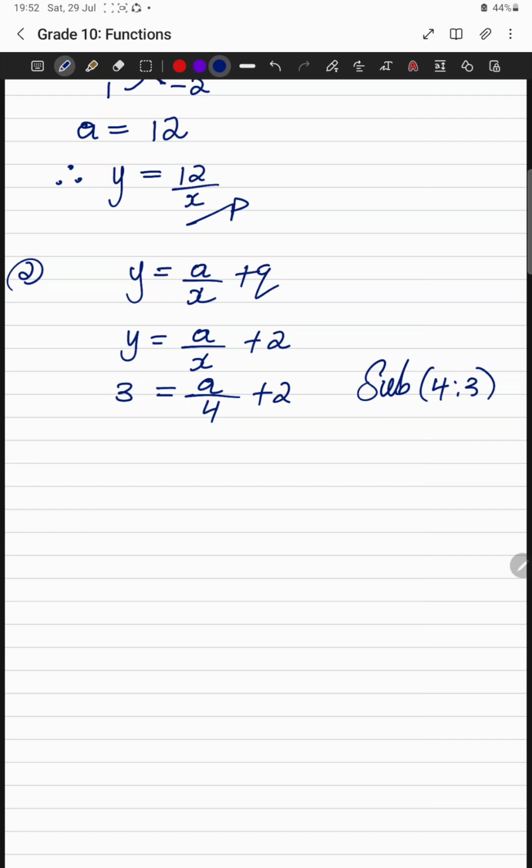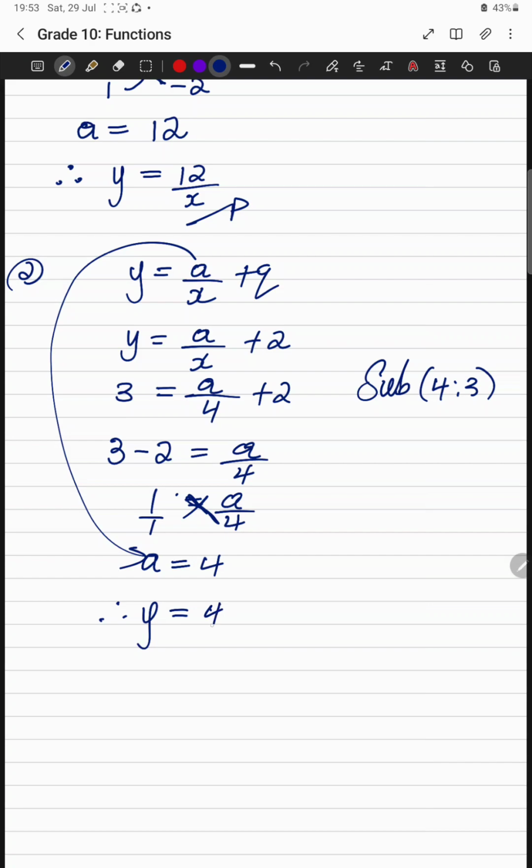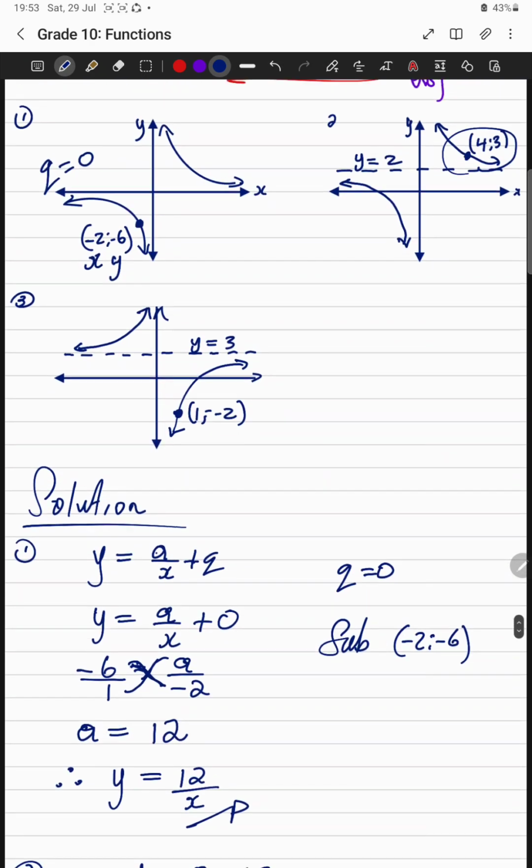Now the first step is to transpose 2 from the right-hand side to the left-hand side, and don't forget to change the sign. So it must be 3 minus 2 equals a over 4, and 3 minus 2 must be 1, so 1 equals a over 4. Then we just cross multiply: a times 1 must be a, and 1 times 4 must be 4. So our equation will say y is equal to, in the place of a, we put 4, so 4 over x plus 2. Simple as that.